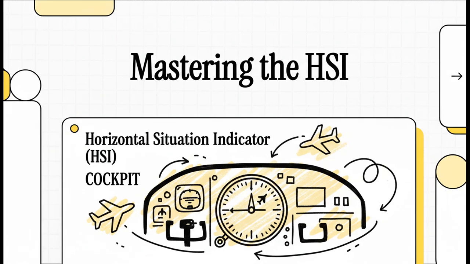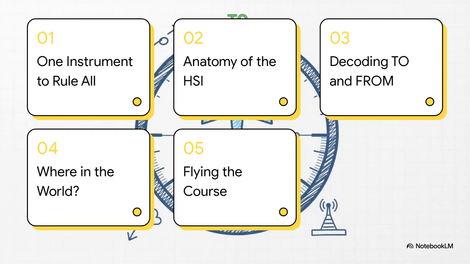Welcome to The Explainer. Today we're breaking down one of the most powerful and frankly coolest instruments in the cockpit, the horizontal situation indicator. You know, the HSI. So, here's what we're going to do. First, we'll see why the HSI is such a big deal. Then, we'll break down all its parts, figure out what it's trying to tell us, learn how to find ourselves in the sky, and finally, how to actually fly the course.